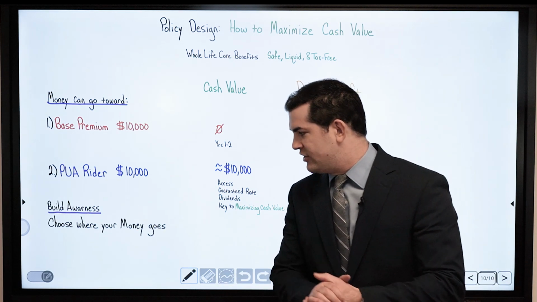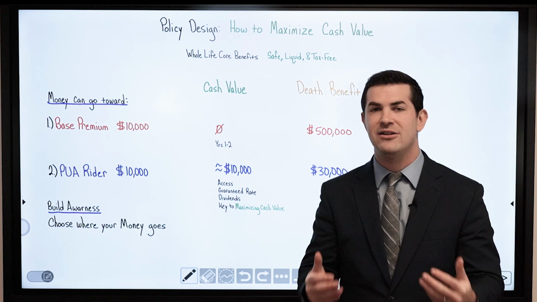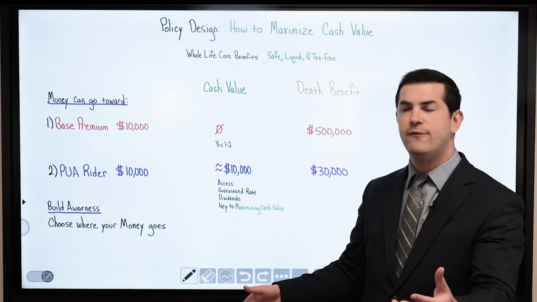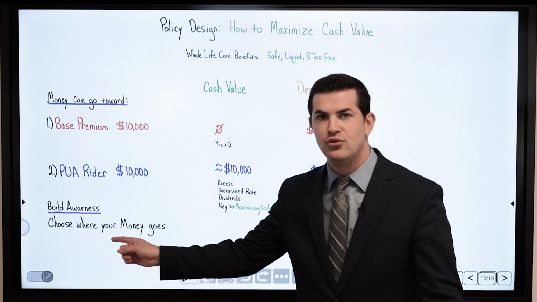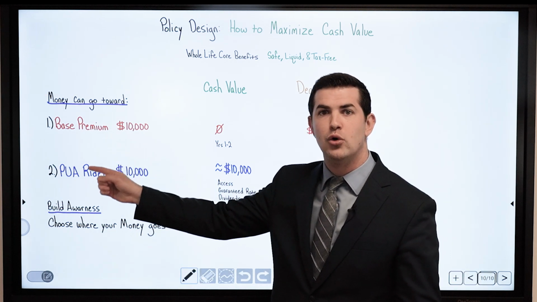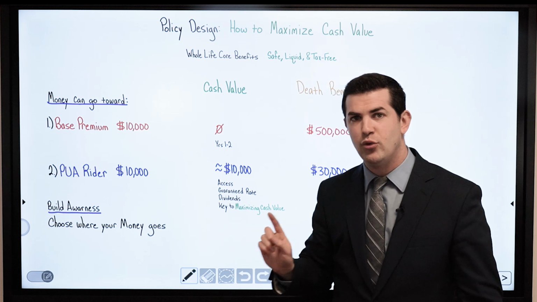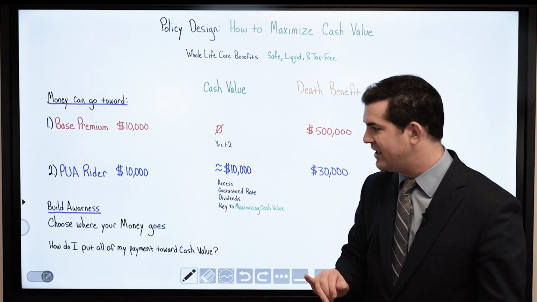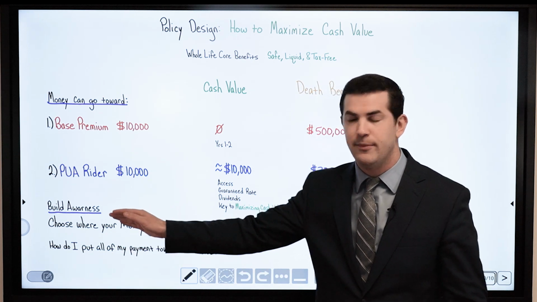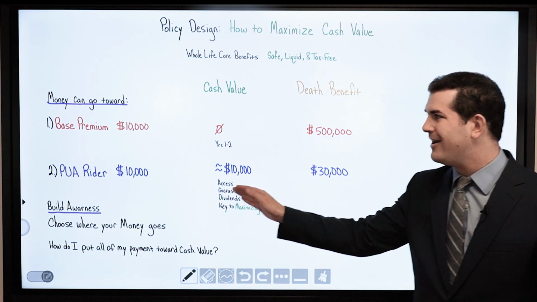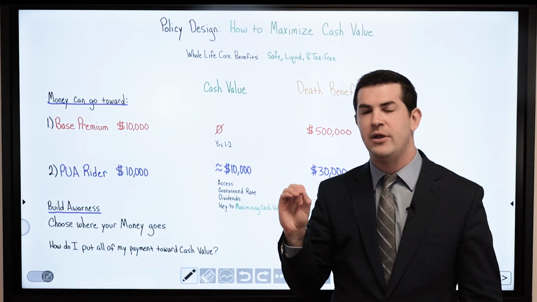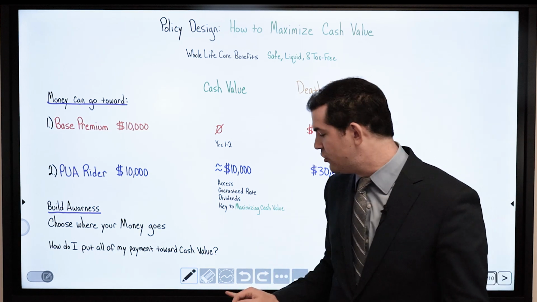Here's where we can build awareness. So you, the policyholder, or if you're an agent trying to set policies up for maximum cash value for your clients, you can choose where your money goes. Those two areas: the base premium or the PUA component. A question we often receive is this: how do I put all of my payment toward the PUA rider because that builds cash value? And, Steve, I don't really care about the death benefit, so can I put zero toward the base premium? And the answer on that is unfortunately no.